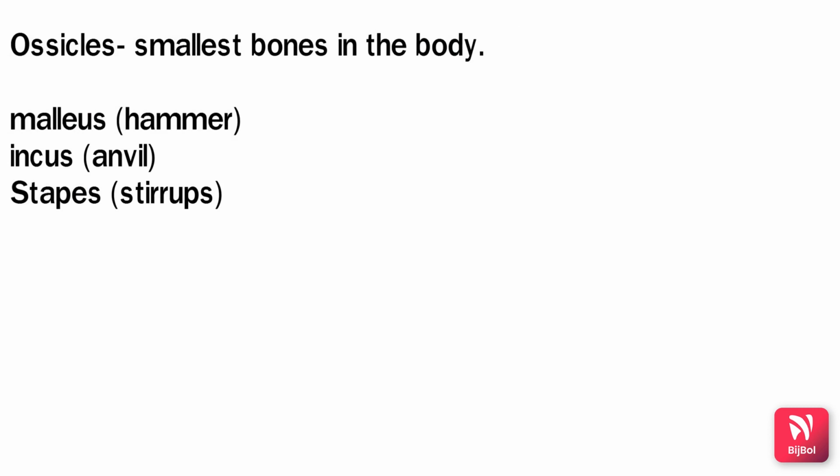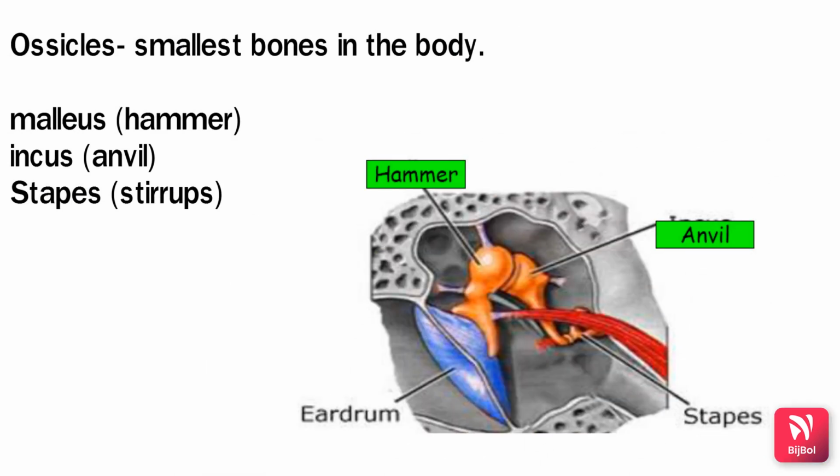Coming to the ossicles. Ossicles are the smallest bones in the body. There are three ossicles present in the middle ear. Malleus, as you can see, is in the shape of a hammer. Incus is also known as the anvil, and stapes is also known as the stirrup.